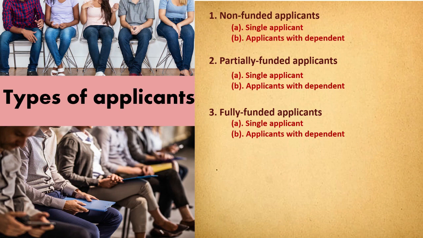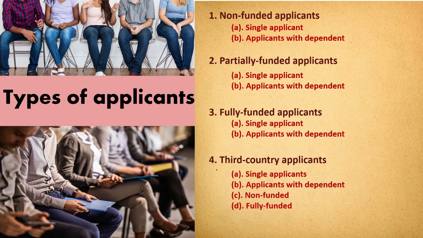Specifically, the students may have tuition scholarship, funding that covers monthly stipends, which can be used to cover living expenses, and the student may also receive an offer to cover the health insurance policy. So overall, this type of student receives full funds or a fully funded offer from a particular university. And again, this type of student may be a single applicant or an applicant with dependents.